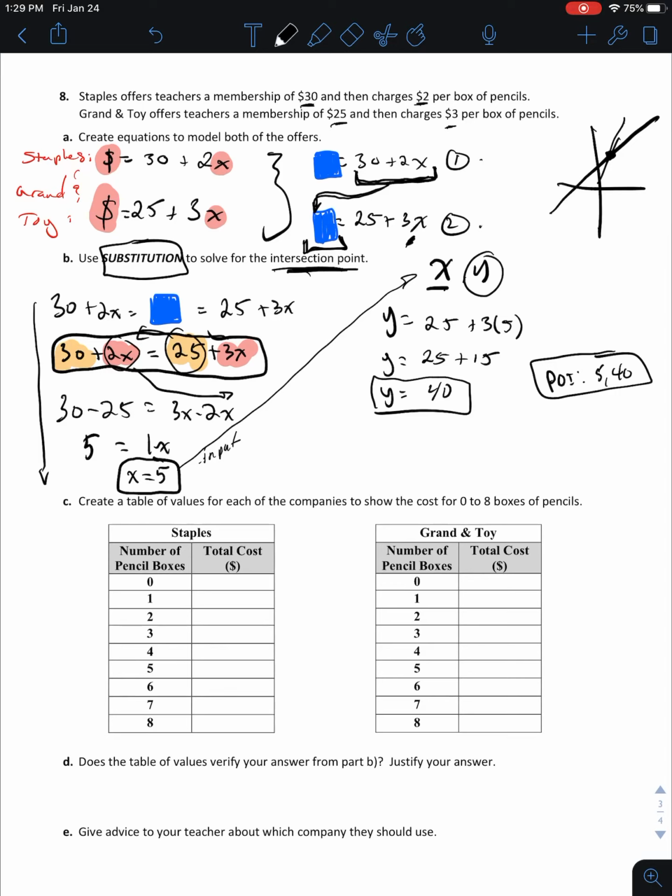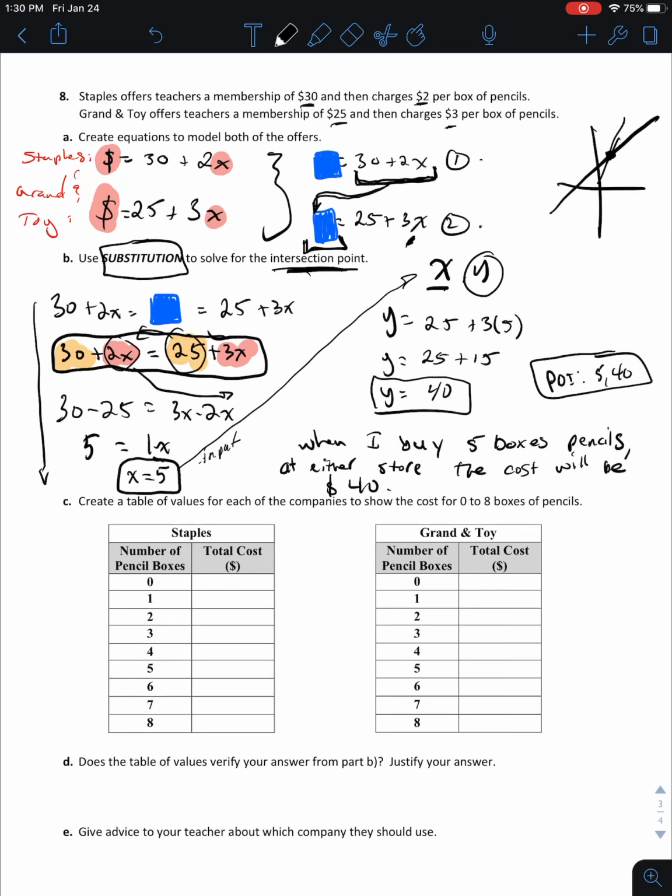So it means when x equals 5, so when I buy 5 boxes of pencils, at either store, it doesn't matter which store you're at, right? At either store, the cost, or the amount of money I'm going to pay, will be $40, right?